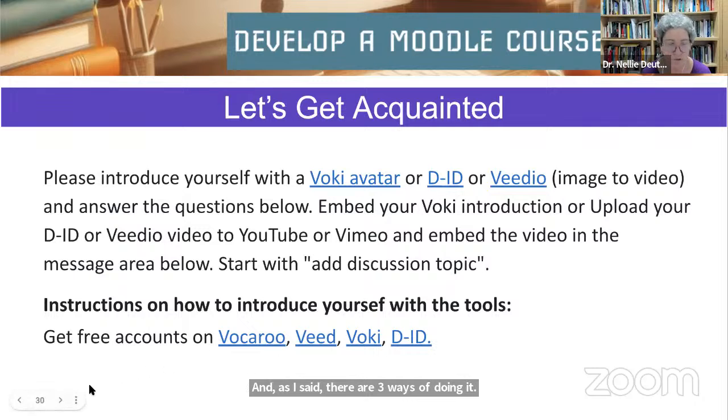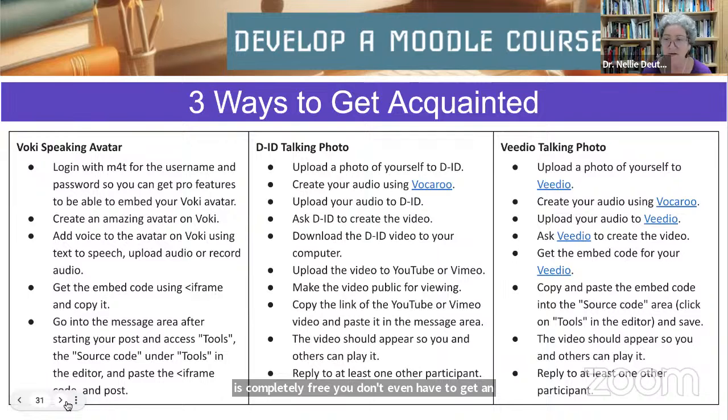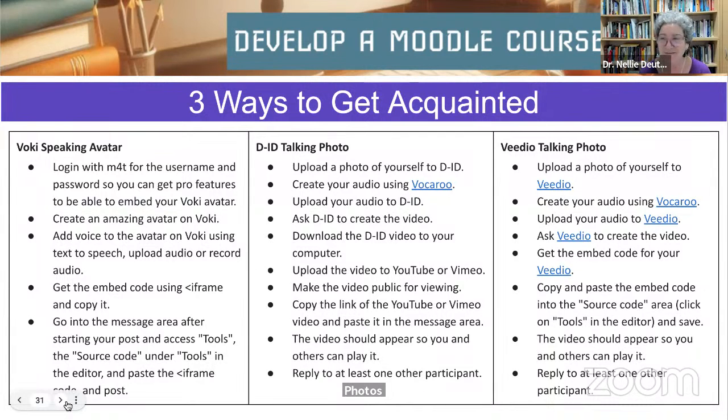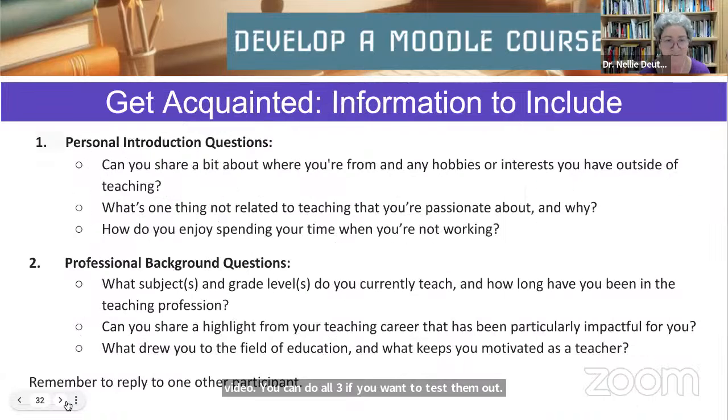And with Vocaroo for the audio, by the way, Vocaroo is amazing. It's completely free. You don't even have to get an account. And it works really well. Now, the 3 ways are with Voki, with D-ID, which is an AI that turns photos into talking photos, really exciting, and video. You can do all 3 if you want to test them out, but 1 is enough.